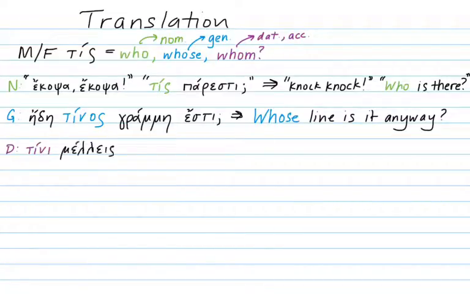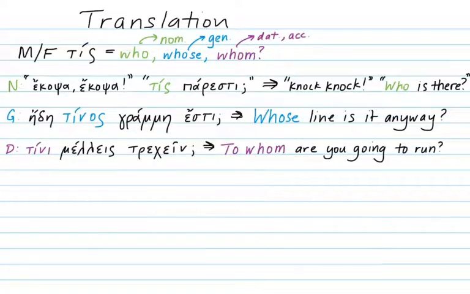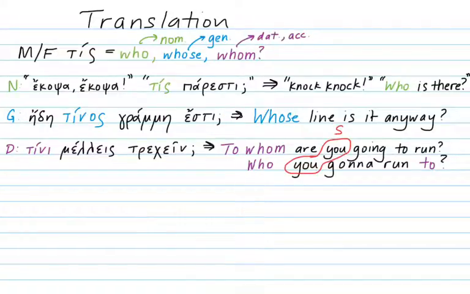An example with the dative is tini meles trechein, which translates to whom are you going to run? Of course, nobody in English actually talks that way. The vernacular English translation of this would be, who you gonna run to? Whether you use the formal English translation or the vernacular, in both cases the subject is you, as in the Greek sentence, unexpressed subject of meles, and the dative is the indirect object.